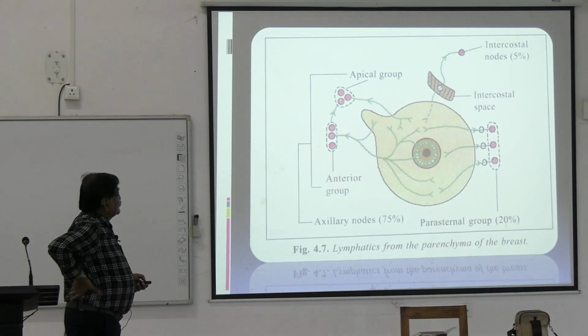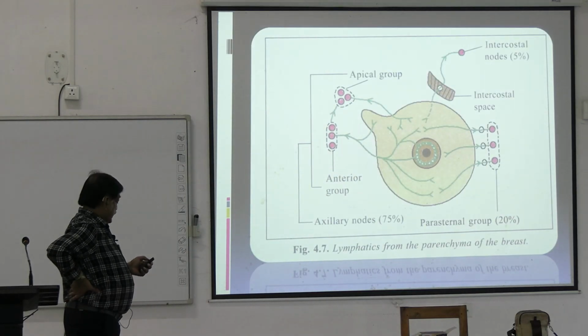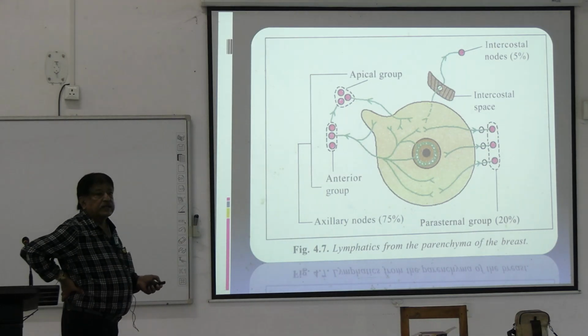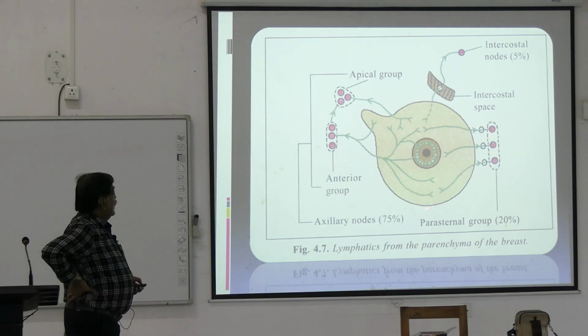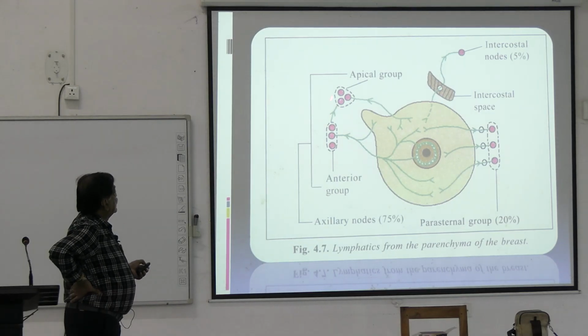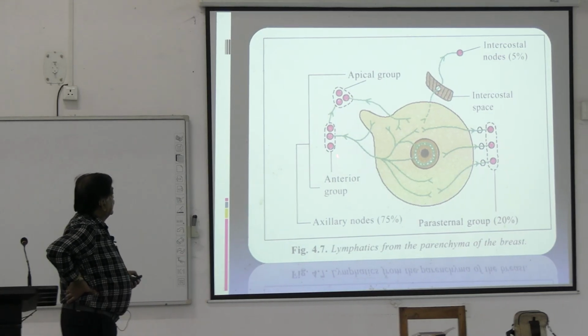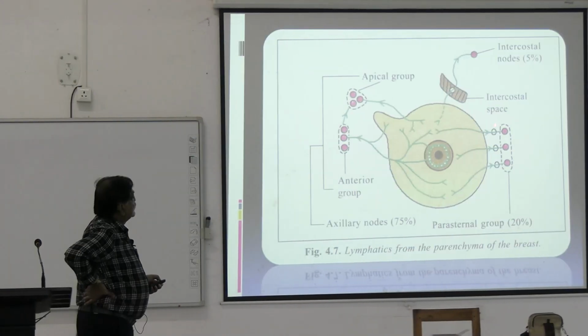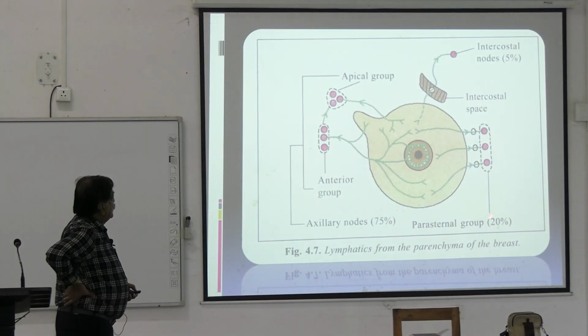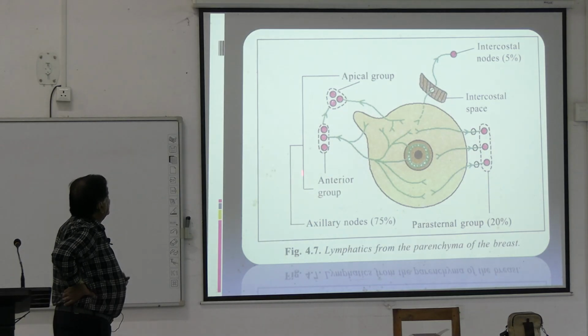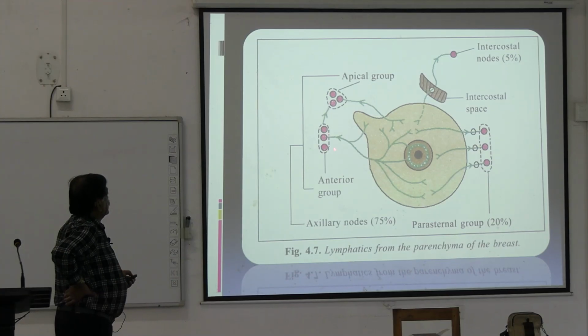Now, lymphatics from the parenchyma of the breast. Now, this is important. A short note on lymphatics of the breast parenchyma. Now, this is the apical group. This is the anterior group. This is the parasternal group. See, 75% of the lymphatics of the breast drain into the axillary node, 75% drain, apical and anterior group.